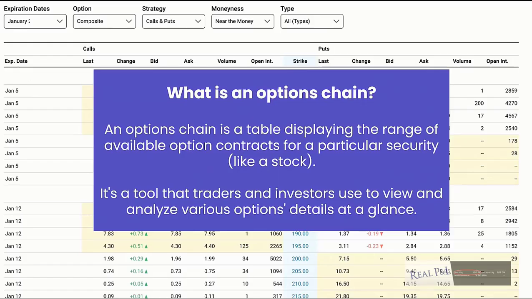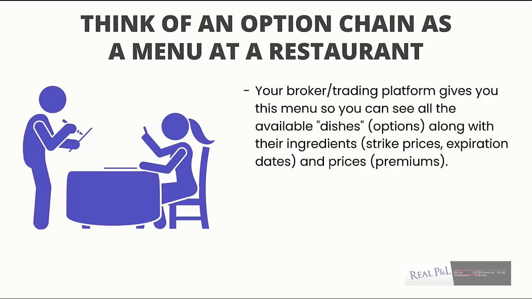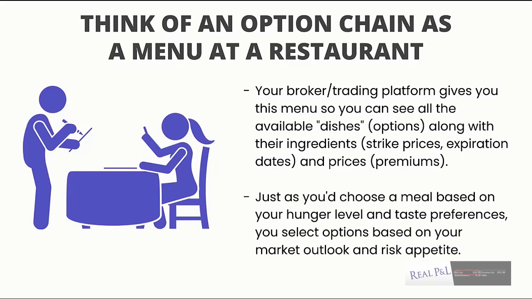An options chain is a table displaying the range of available option contracts for a particular security, like a stock. It's a tool that traders and investors use to view and analyze various option details at a glance. Think of an options chain as a menu at a restaurant. Your broker or trading platform gives you this menu so you can see all the available dishes, or options, along with their ingredients, which are strike prices, expiration dates, and prices or premiums. Just as you choose a meal based on your hunger level and taste preferences, you select options based on your market outlook and risk appetite.